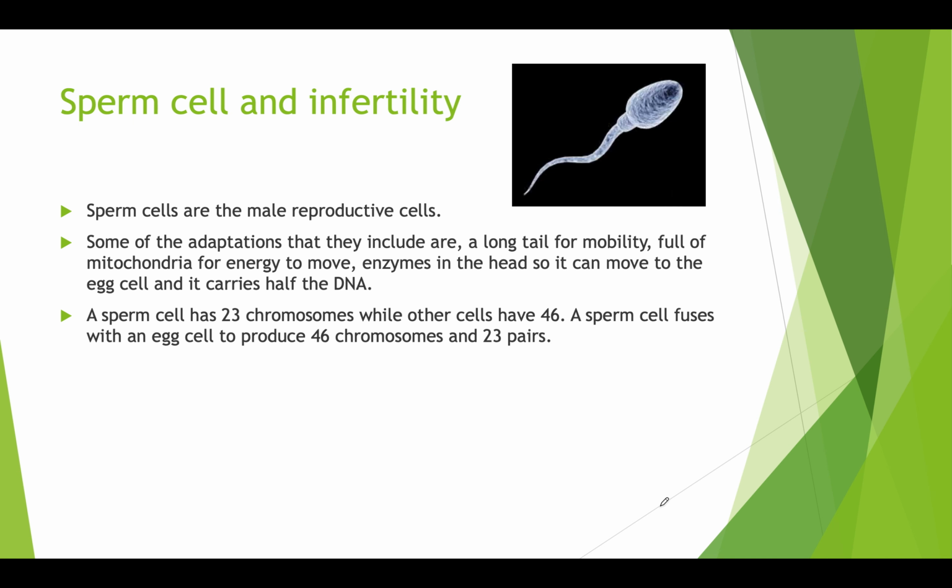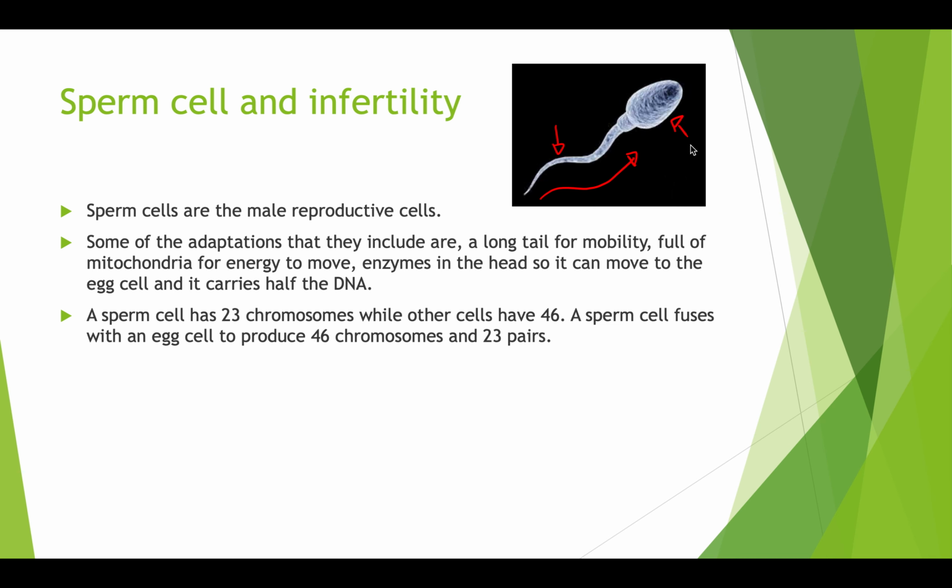So sperm cells are the male reproductive cells. Some of the adaptations they include are a long tail for mobility. So this long tail over here. They're full of mitochondria for energy to move. So throughout the cell, it's packed full of mitochondria to allow the sperm cell to move, and it has enzymes in its head so it can move to the egg cell over here, and it carries half the DNA.